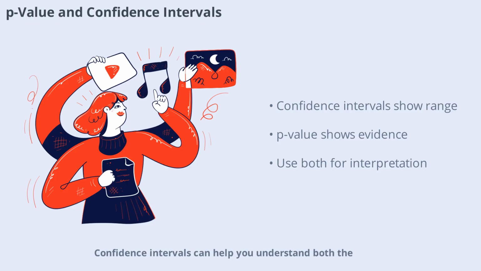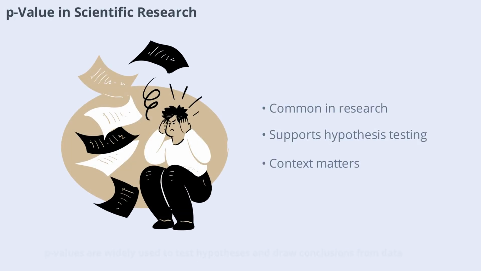Confidence intervals can help you understand both the precision and the practical significance of your findings. In scientific research, p-values are widely used to test hypotheses and draw conclusions from data. They help researchers decide whether their findings are likely due to chance or represent a real effect.